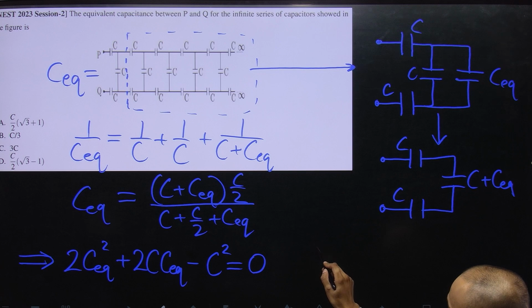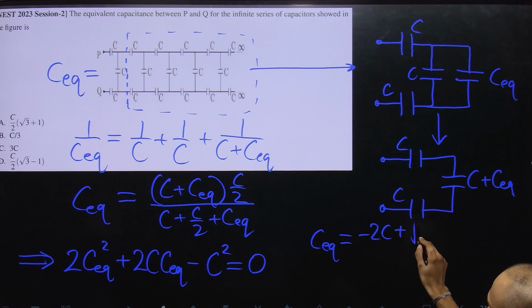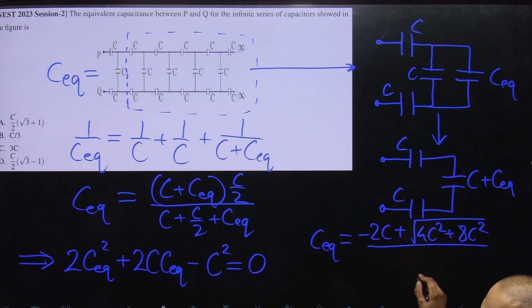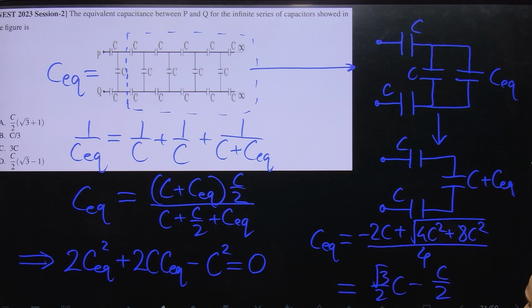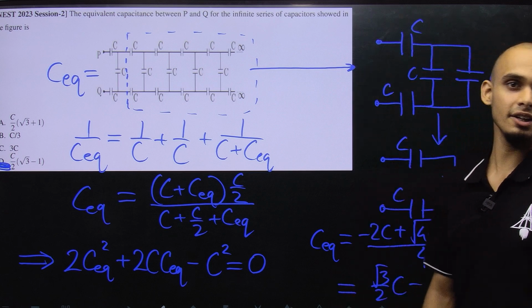Now, once again, we need a quadratic expression, minus of 2C plus this positive root b square minus 4ac, 4C square plus 8C square upon 2 to 4, and minus of 2C upon 2 will get minus of C by 2. 4 plus 8, 12, 4 will come out, 2 will get cancelled, so root 3 by 2C minus of C by 2, that is C by 2 into root 3 minus 1 will be the answer. Option D once again matches.